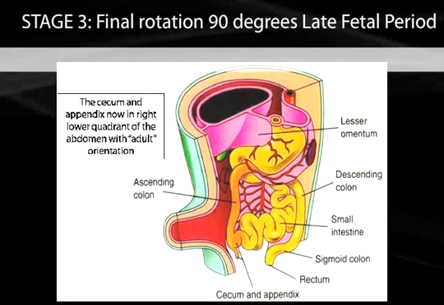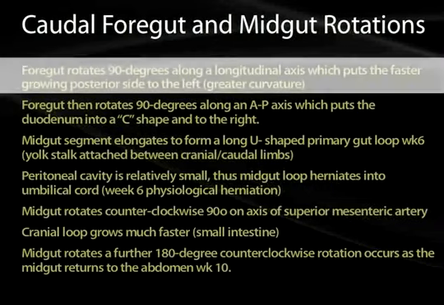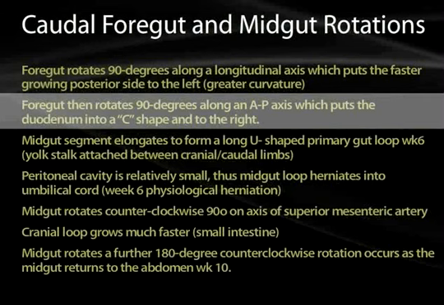rotational problems later on. The caudal foregut and midgut rotations, as a reminder, will start like this. First, the foregut will rotate 90 degrees clockwise along a longitudinal axis, and then it will grow posteriorly faster than it does anteriorly. This first rotation will push the greater omentum and greater curvature to the left. The second foregut rotation will be another 90 degrees, but along a different axis. This time it will rotate 90 degrees along an AP axis, which will push the duodenum and the liver up to the right, forming its classic C shape.